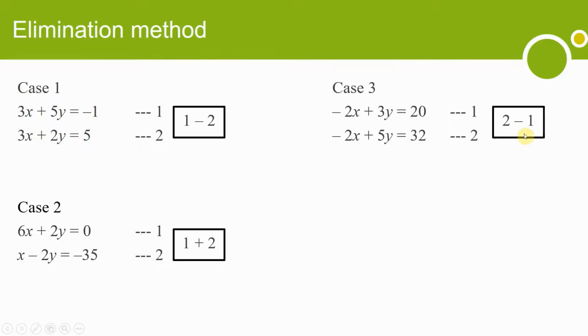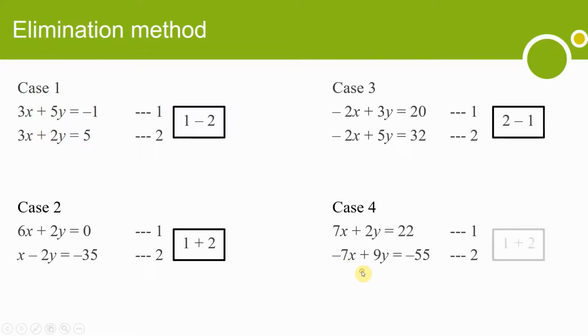We can use 2 minus 1. Usually we use the larger number to minus the smaller number to keep our value positive. For the last one, we have a positive 7 and a negative 7. So for case 4, we use 1 plus 2.